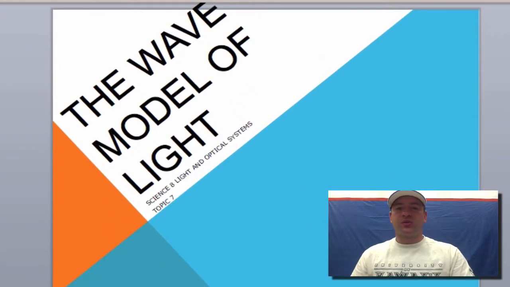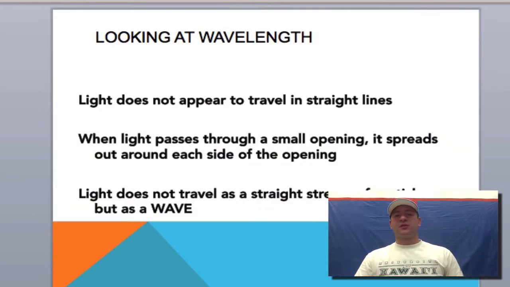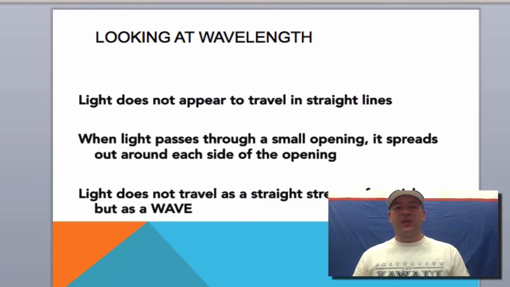Today we're going to be talking about the wave model of light. This is for Science 8 students studying light and optical systems, and this is topic 7 in your textbook. So the first thing we need to do is take a look at what a wavelength is.